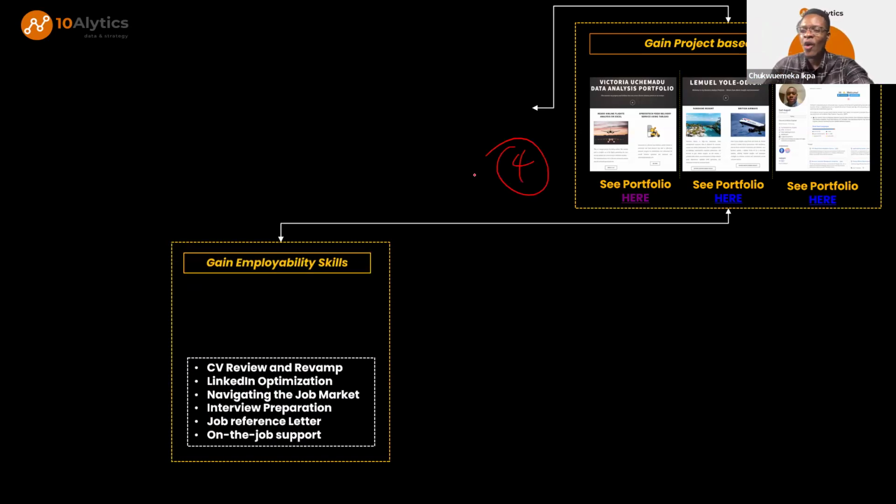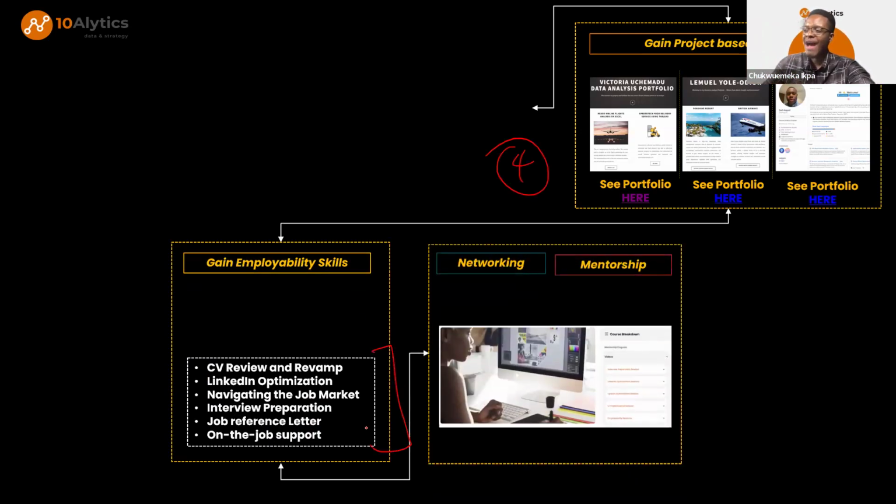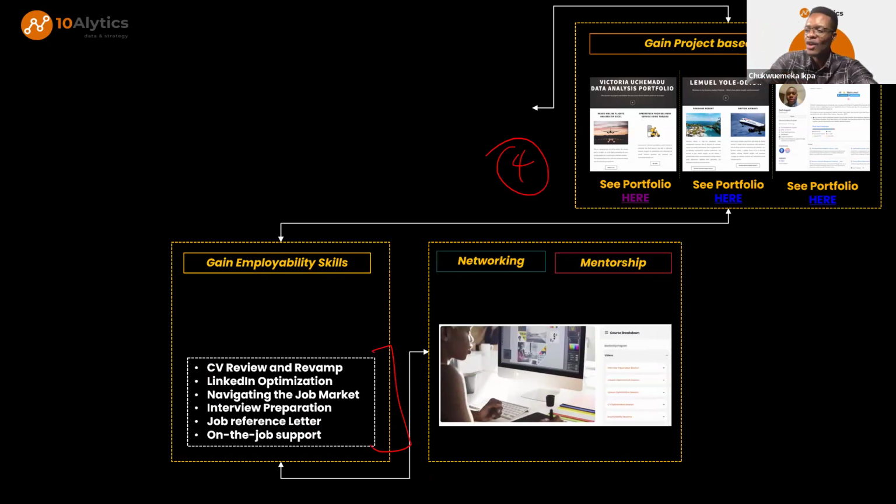Then number 5 is what I call gaining employability skills. Okay, so I'm going to speak extensively on this one on a later slide. Moving on, we'll have number 5 and number 6, which is, number 5, gain employability skills.